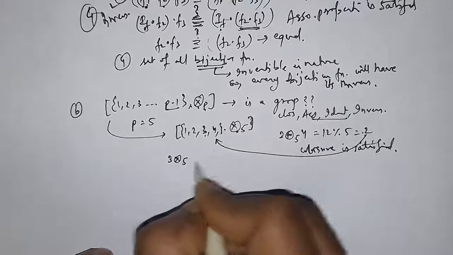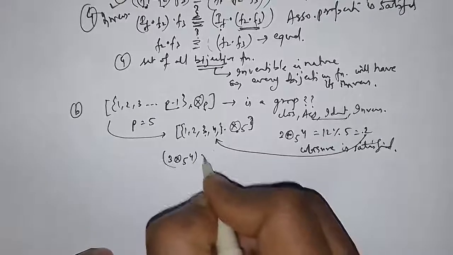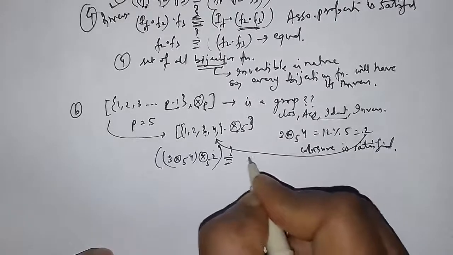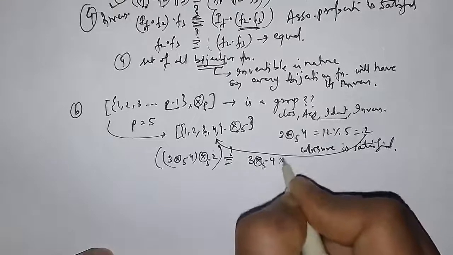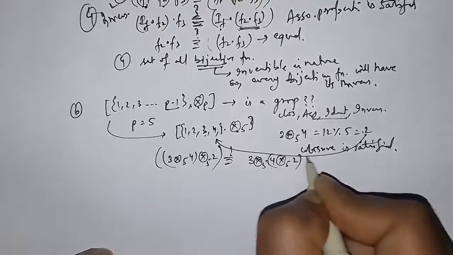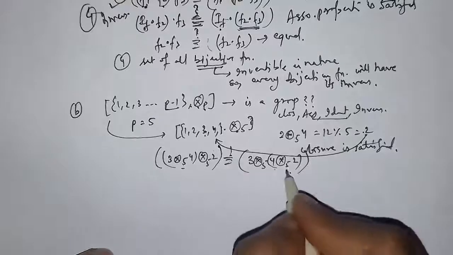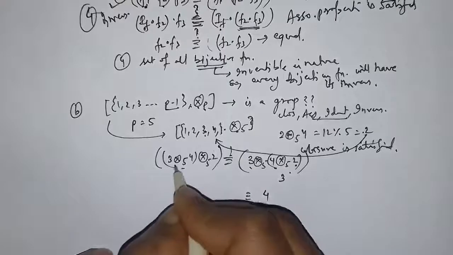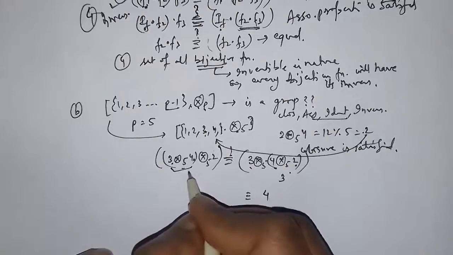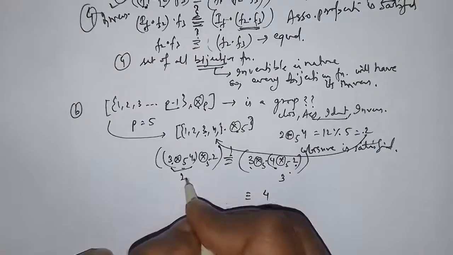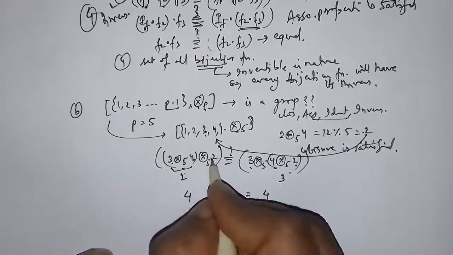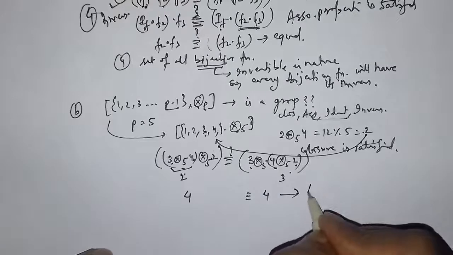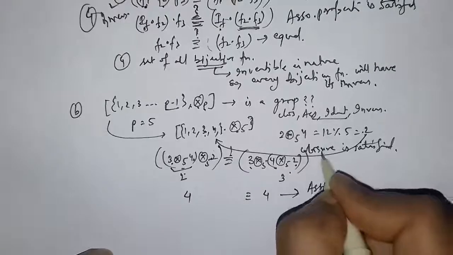3 multiplication modulo 5 4, again applying operator 2, whether it is equal to 3 multiplication modulo 5 4 and 2, if both are equal or not. 4 times 2 is 8, 8 modulus 5 is 3, 3 times 3 is 9, the result is 4. 3 times 4 is 12, it is 2, 2 times 2 is 4, that is the result is 4. 2 times 2 is 4, 4 modulus 5 is 4. So both LHS and RHS are equal, so associative property is satisfied, closure is satisfied.